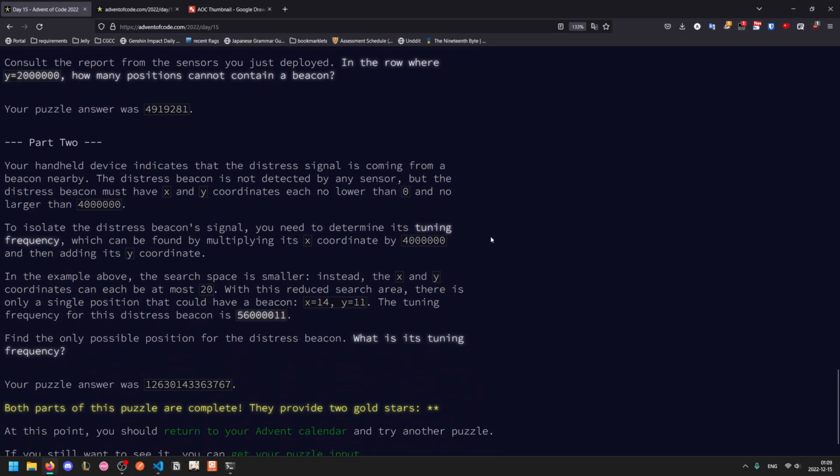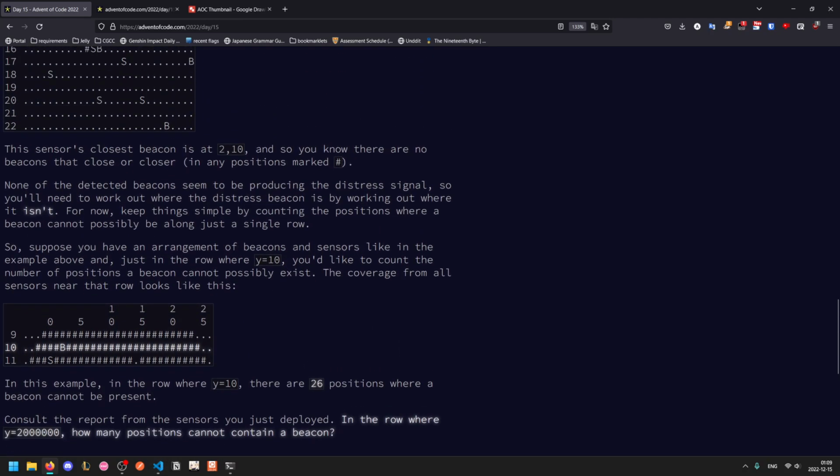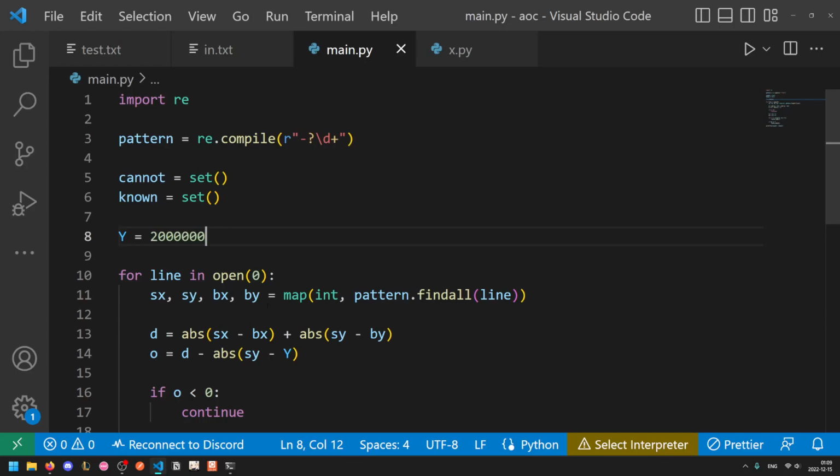The second part is, of course, finding said beacon. And so this was fairly obvious. It was kind of implied from this part that we're trying to work out where the distress beacon is, and also it's just a natural continuation of the problem's storyline.